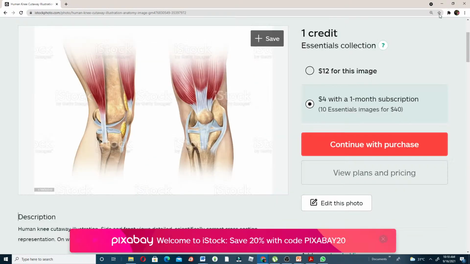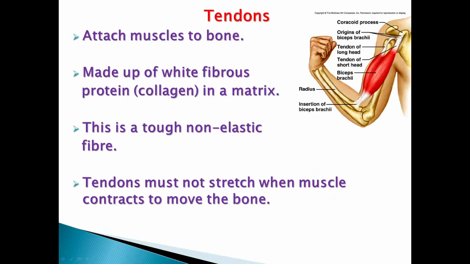So that's why we are saying that the function of tendons is that they are responsible for attaching muscles to bone. In terms of what they are made of, they are made up of white fibrous protein, and that protein is called collagen in a matrix. That's what actually makes up tendons. Third pointer, this is a tough, non-elastic fiber. So what they're saying is that it is non-elastic. So for tendons, no stretching takes place in comparison to ligaments. Ligaments are able to stretch, but not tendons.